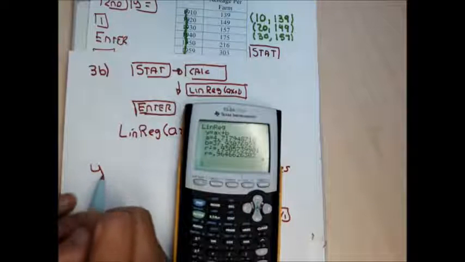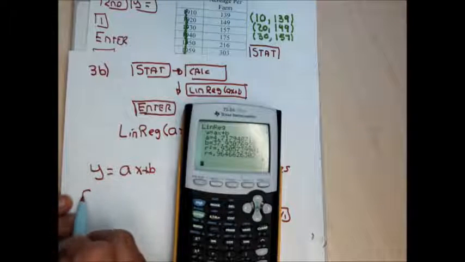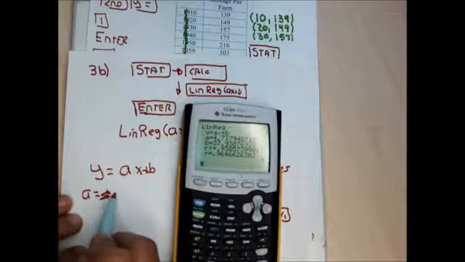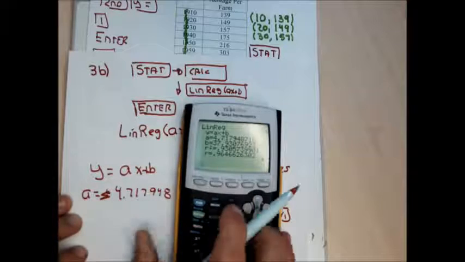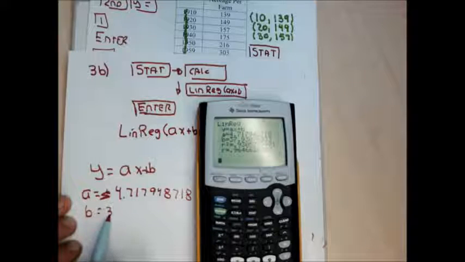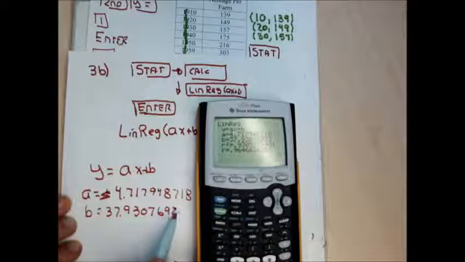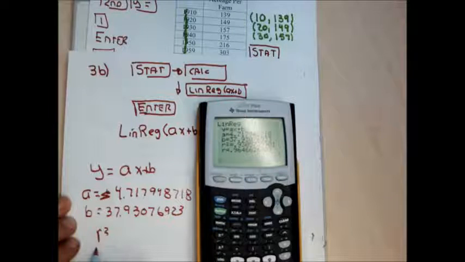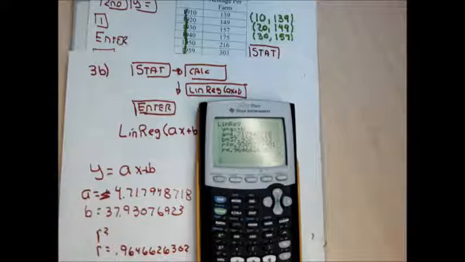It says the equation of this line is in the form y equals ax plus b, where a is 4.717948718, and b is 37.93076923, and then it says what r squared and r are. Your calculator might not have these yet, and let me get your calculator to put those there. So if your calculator didn't display these, I'll get your calculator in the mode to display these.